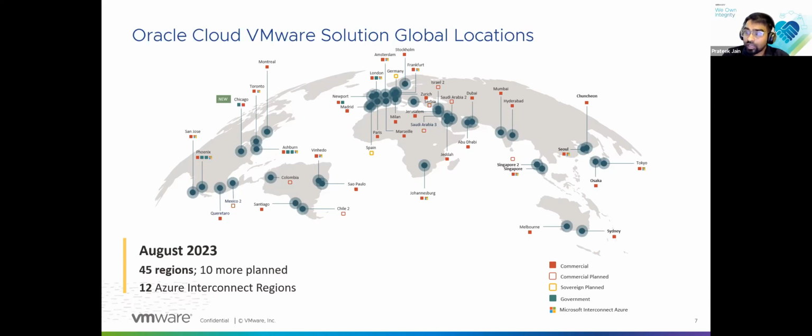Now, while we have 45 regions, we have 12 Azure interconnect regions available with OCI as well. What these OCI interconnects do is, using Oracle FastConnect and Azure ExpressRoute, you can set up a private interconnection between your OCI and Microsoft Azure environments. These interconnects can help you set up unified identity and access management platforms. You can set up SSO between Azure and OCI for integration of Oracle applications like PeopleSoft, E-Business Suite, and anything else that you use from Oracle.